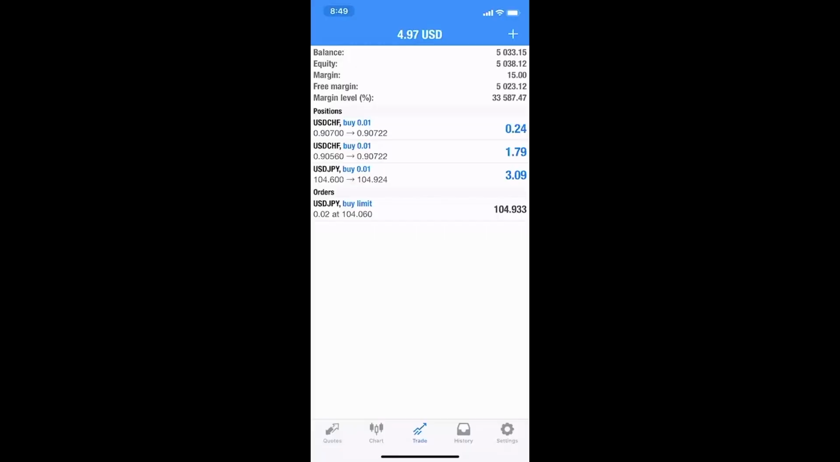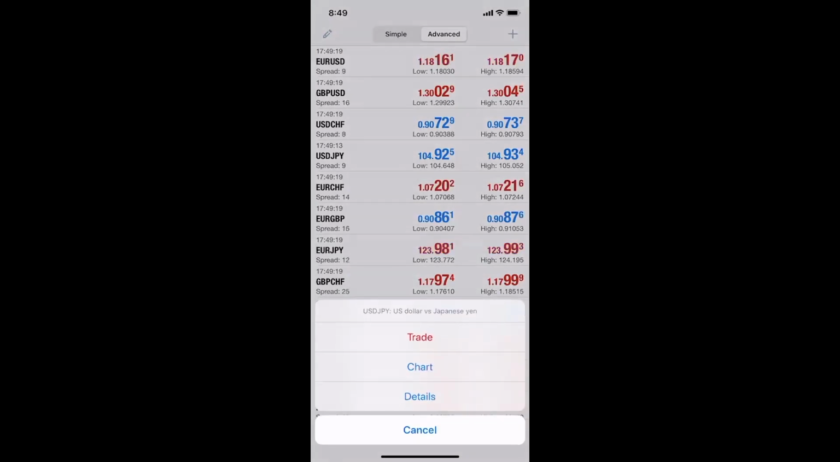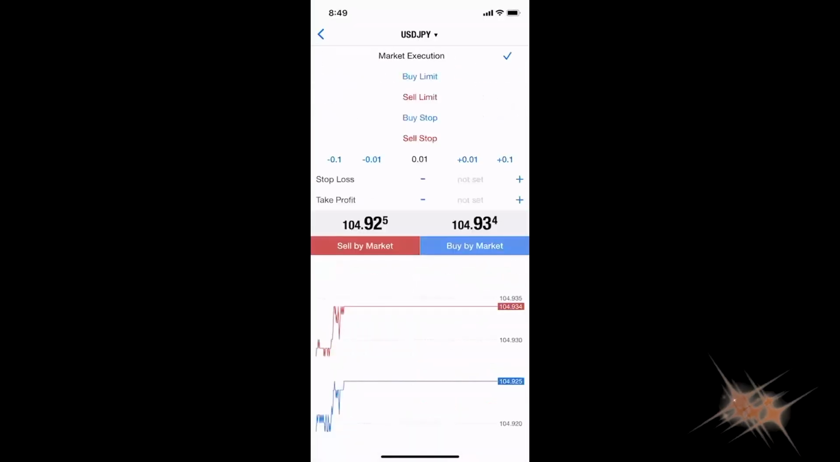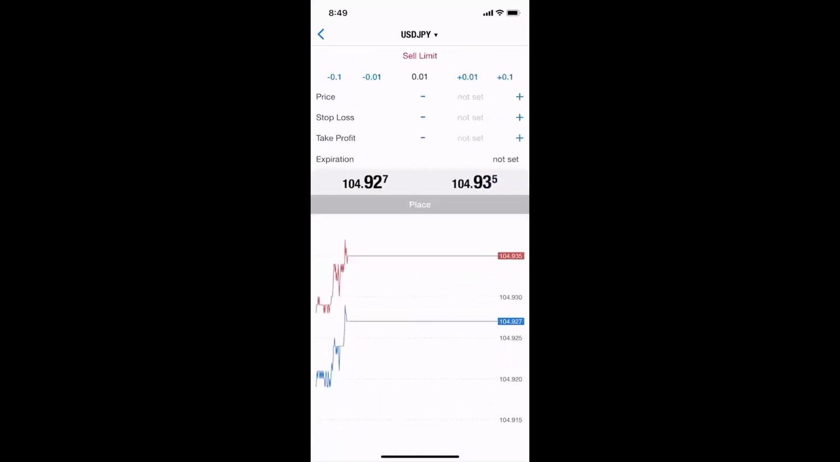All right, so I am now inside of MetaTrader 4, and I am going to go ahead and show you how do you input these numbers. So you simply will click on quotes, and for USD JPY, I'm going to tap on it. I'm going to click trade, and then I'm going to click on market execution so that I have the options to pick an order type. So let's say if we were going to do a sell limit. So I'm going to do a sell limit, and now it's going to allow me to put in my entry price, which we talked about.